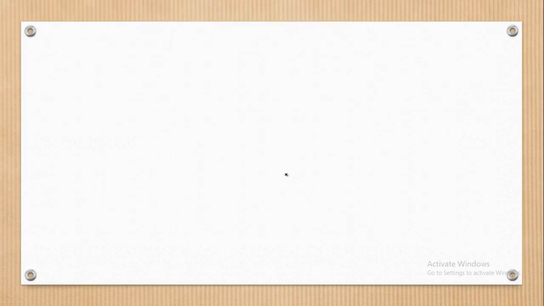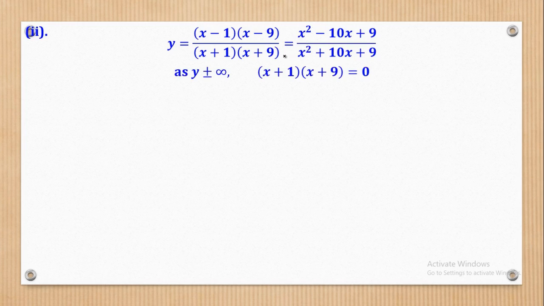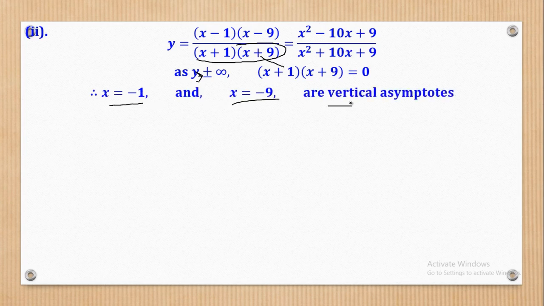What about Roman 2? In Roman 2, they wanted the equations of the asymptotes. So if you look at this, the degrees are the same. This is the highest degree 2 and this is also degree 2. And like we said, when the degrees are the same, it implies that for the horizontal asymptote, you get the coefficients of both the highest degrees. Then for the vertical, you just equate the denominator to 0. Here I missed the word tends, so the arrow has to be seen. As y tends to plus or minus infinity, this denominator will be equal to 0. Therefore, x equal to negative 1 and x equal to negative 9 are the vertical asymptotes.